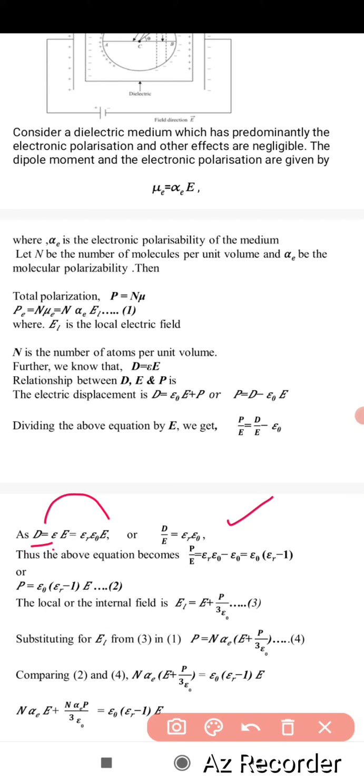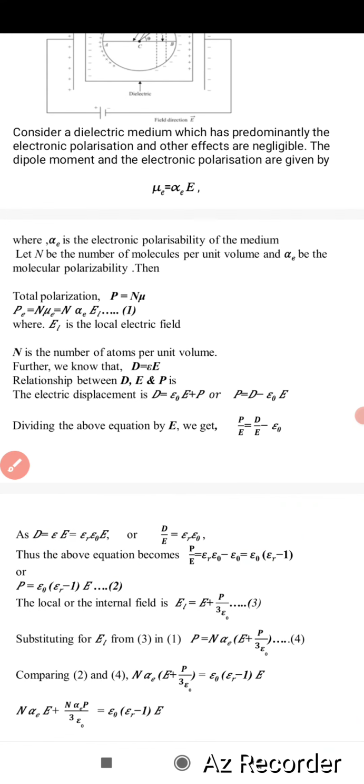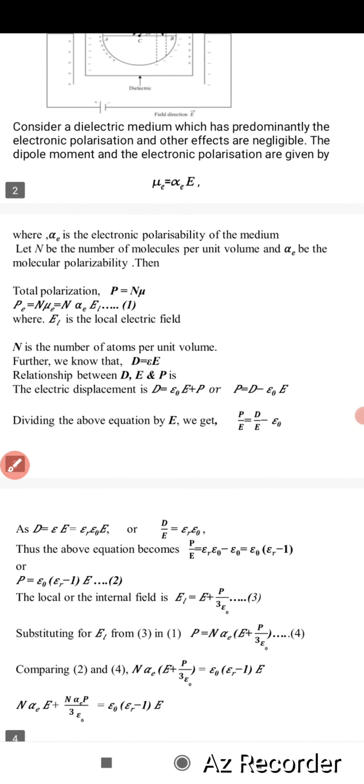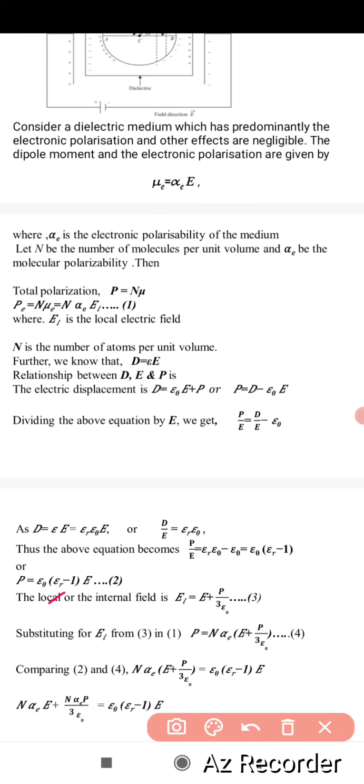Thus the above equation becomes P by E is equal to epsilon r epsilon naught minus epsilon naught. On the right hand side, epsilon naught is common. We get P by E is equal to epsilon naught into epsilon r minus 1. Next, P is equal to epsilon naught into epsilon r minus 1 into E, with E coming to the right hand side. This will be called equation 2.